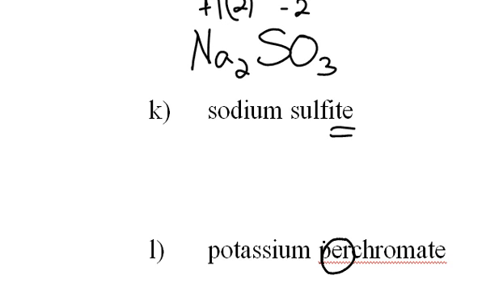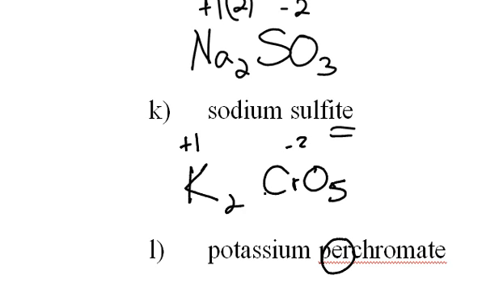Per. Nice. Okay. Potassium, still going to be a +1 charge. Perchromate, so chromate has a -2 charge, and it's CrO4. So we need to make this CrO5, and it has a -2, so that means we need 2 of those. Okay. Make sure you know your 10 polys.